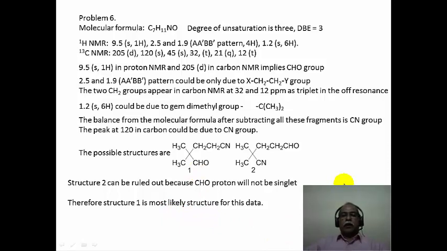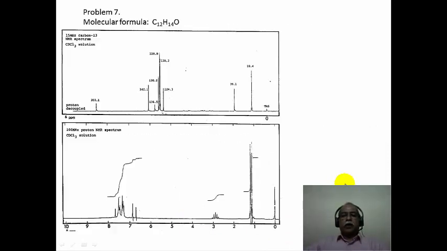I hope we had an exposure of how to solve structures based on different types of patterns that we see in the NMR spectrum. Let us look at this particular spectra. This is the proton NMR and this is the carbon-13 NMR spectrum. The molecular formula is given here: C12H14O.